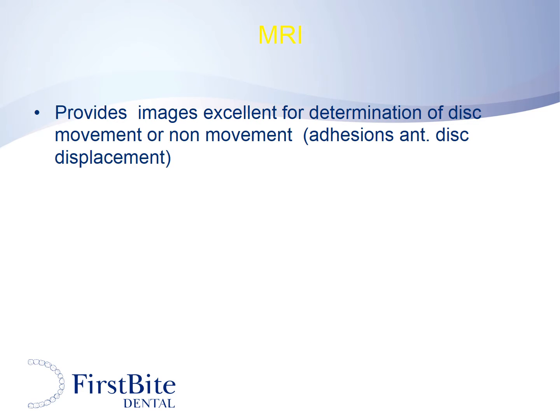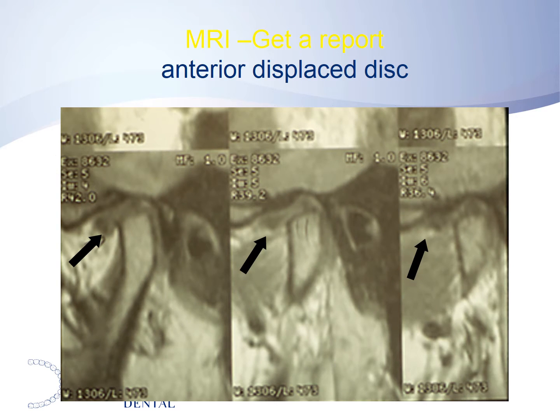So an MRI provides excellent images for determination of disc movement or non-movement, and what problems are there with the disc. I like an MRI if I'm looking at the disc or the muscles, and that's what an MRI can look like. It just looks like a bit of a mess, doesn't it? That's why you need a good radiologist who can analyze these images and give us a proper report as to what they see.